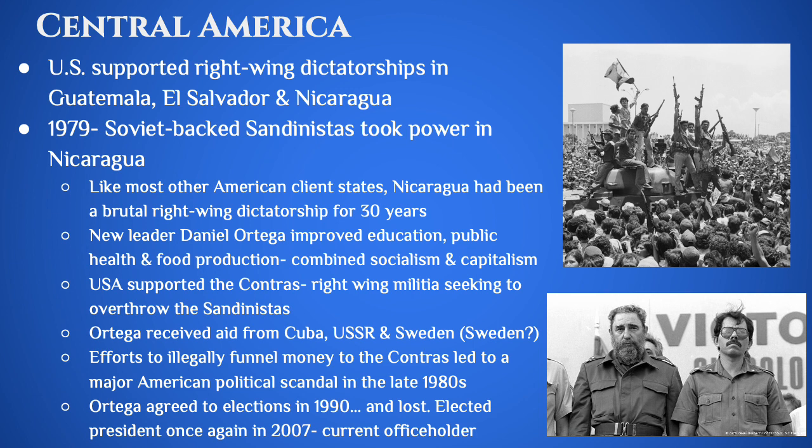In the 70s and 80s, Central America was a real Cold War hotspot, as they say. We, again, look at this, we're supporting right-wing dictatorships in Guatemala and El Salvador and Nicaragua. In 1979, a socialist group called the Sandinistas, who were financially backed by the Soviets, took power in Nicaragua. Nicaragua had been this brutal right-wing dictatorship, but you have this new leader, a guy named Daniel Ortega. You can see him on the right, on the lower image, standing next to Castro.